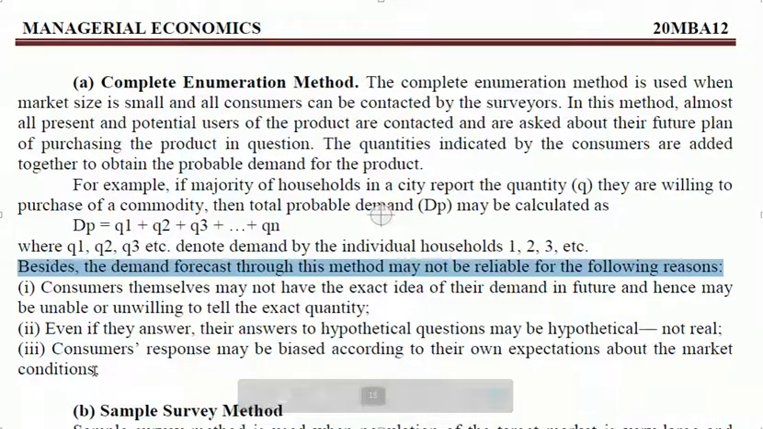So this is the main disadvantage or challenge faced in the complete enumeration method: the consumers are not able to answer properly, and the question should also be framed properly. If you just ask the customer what is the consumption of your rice in this entire year, then the consumer might not be able to calculate and answer it properly. Okay, so the question should also be framed in such a way that it is easy for the consumer to answer it, even if the options are there.